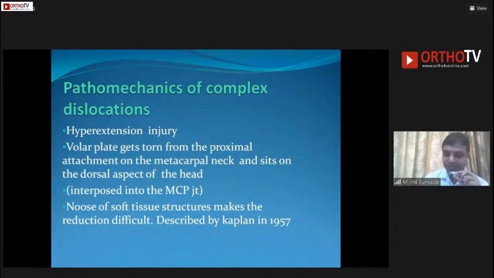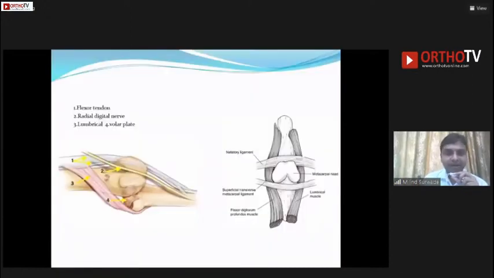So what are the structures which form the tight finger-trap-like thing around the neck of the metacarpal? These are the four structures we can see. Usually the flexor tendon on the ulnar aspect of the metacarpal head, the lumbrical on the radial aspect, the superficial transverse ligament on the proximal aspect, and the deep transverse ligament and volar plate on the dorsal or distal aspect of the metacarpal head. So all these four structures form a tight noose around the neck of the metacarpal, which makes the reduction very difficult in a complex dislocation.